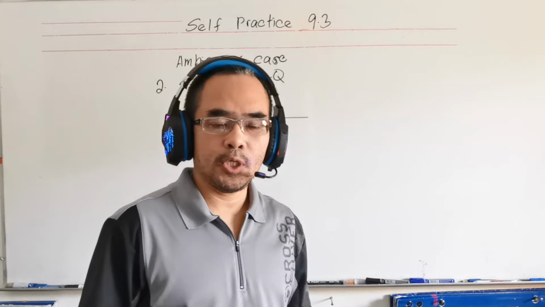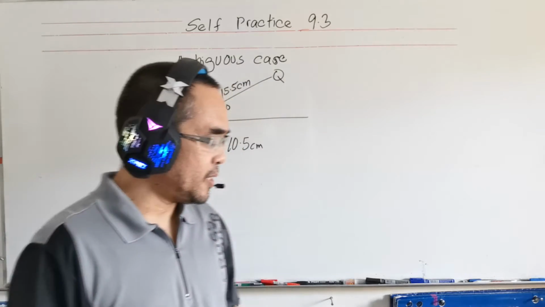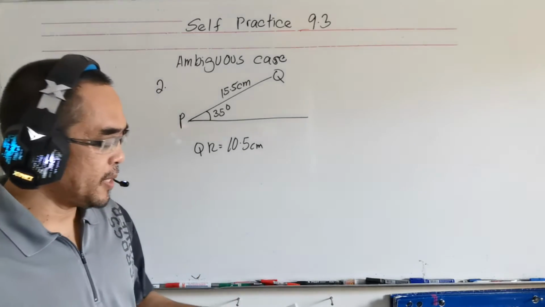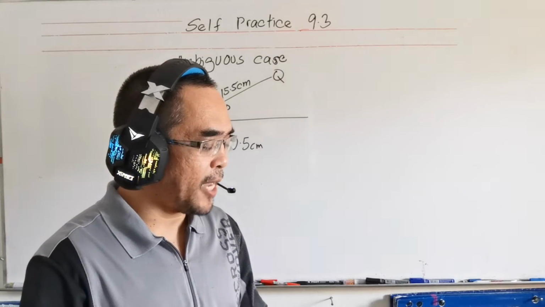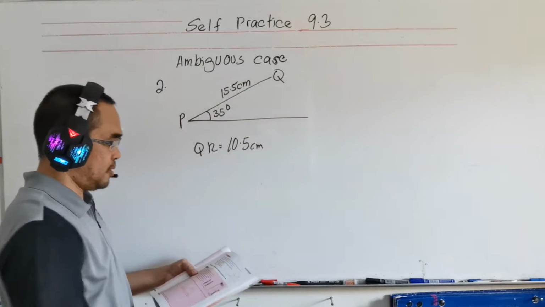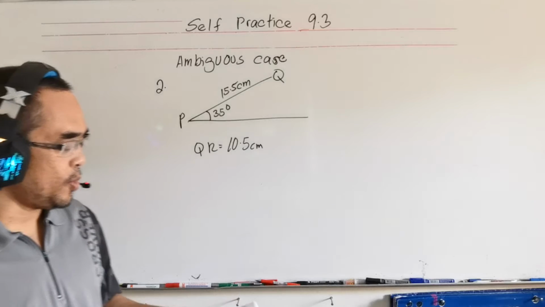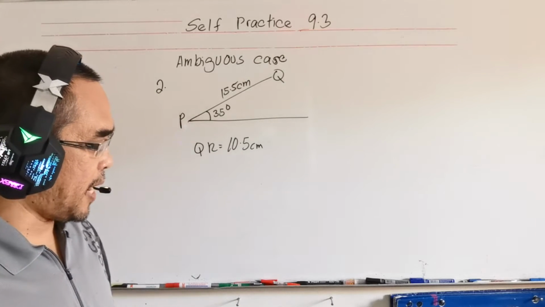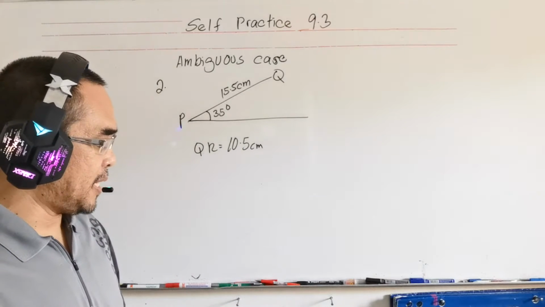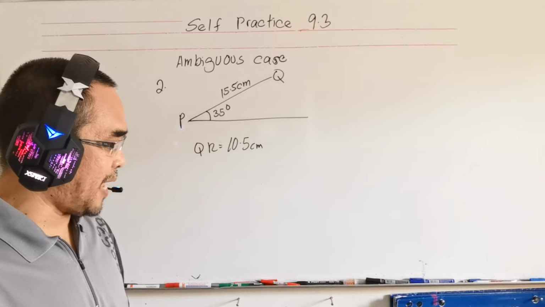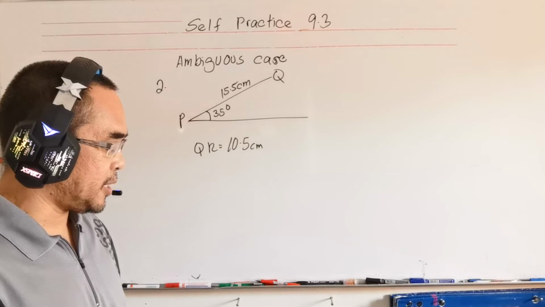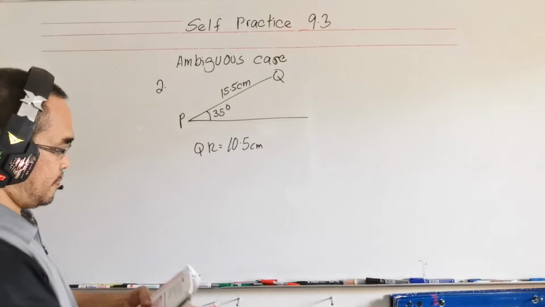Now we continue to number 2, self practice 9.3. Let me read the question. The diagram on the right shows an incomplete triangle PQR, as I drew here. PQ equals 15.5 and angle QPR is 35. Given QR equals 10 centimeter, find the possible values of angle QRP.